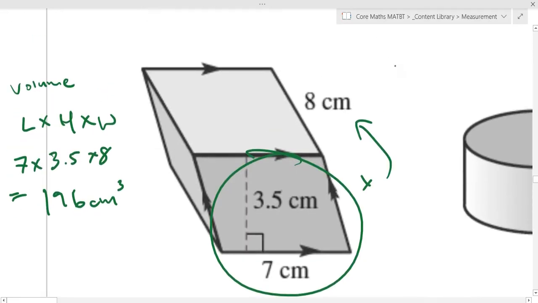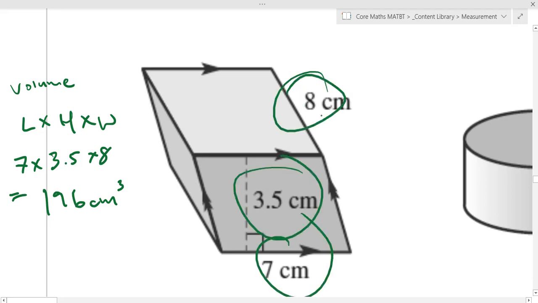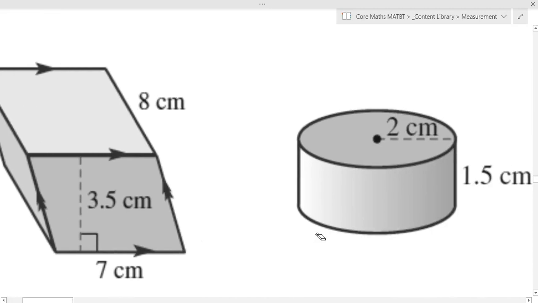Alright, so really straightforward. It's all again about just finding the area of the face and then multiplying it with that length or the height or the width or whatever it is. Some people also think of volume as just multiplying all the numbers together. You can also think of it that way. It also works. But just make sure you multiply the correct numbers.